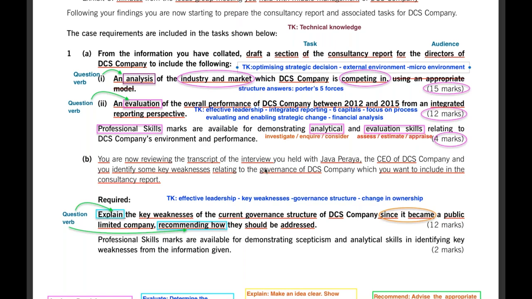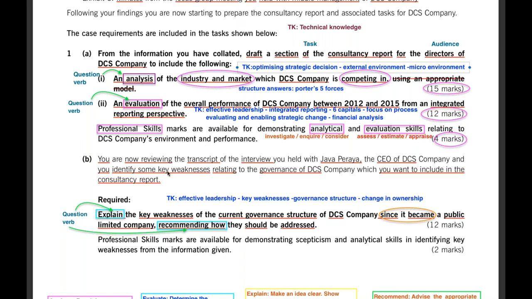So I hope you are all clear on that. Basically, this information that you have up here is the background of this part B, telling you about what is inside the transcript. And you are now reviewing it, and you have identified some key weaknesses relating to the governance of DCS company, which you want to include in the consultancy report.